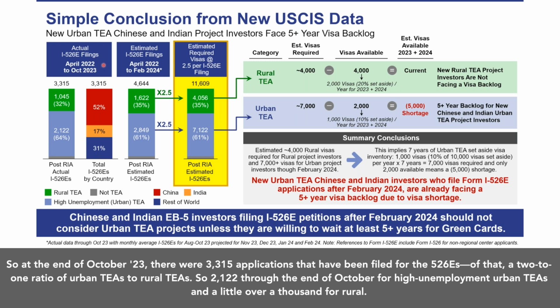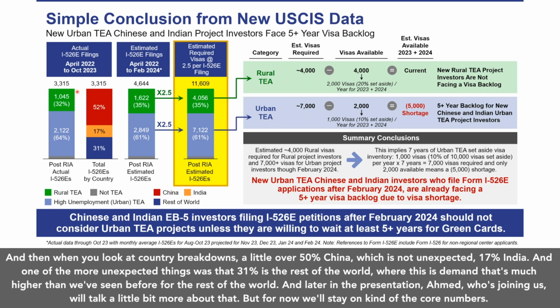Of that, a 2-to-1 ratio of urban TEAs to rural TEAs. So 2,122 through the end of October for high unemployment urban TEAs, and a little over 1,000 for rural. And when you look at country breakdowns, a little over 50% China, which is not unexpected, 17% India. One of the more unexpected things was that 31% is the rest of the world, where this is demand that's much higher than we've seen before. Later in the presentation, Ahmed, who's joining us, will talk a little more about that, but for now we'll stay on the core numbers.